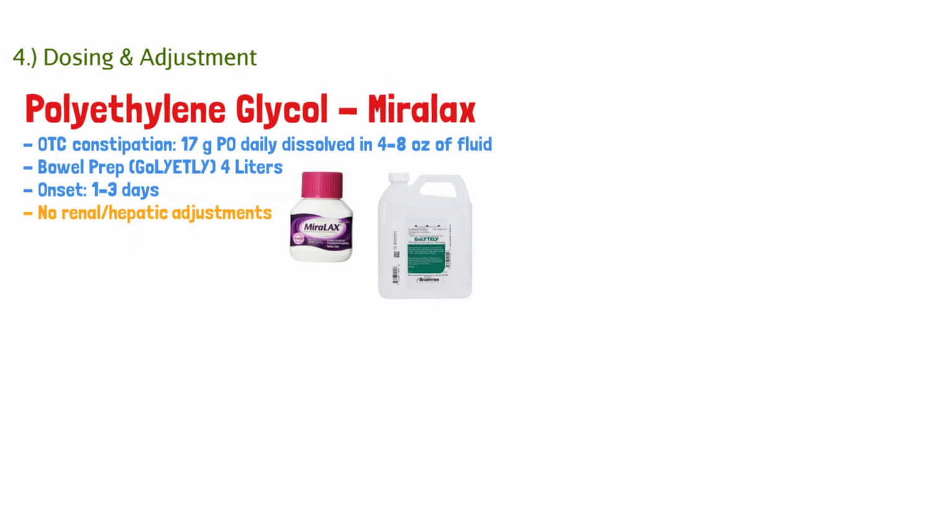And when you do that, there's a lot of PEG 3350 in there, and there's a lot of electrolytes, right, to keep your electrolytes balanced because you're excreting so much. If you take the daily over the counter, it's going to take 1 to 3 days for it to start working. The bowel prep, because it's such a high dose, will work a lot faster.